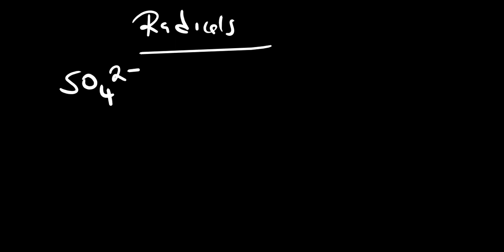So now how do you bond radicals ionically? Let's say this is reacting with, let's say, aluminium. Aluminium is in group what?